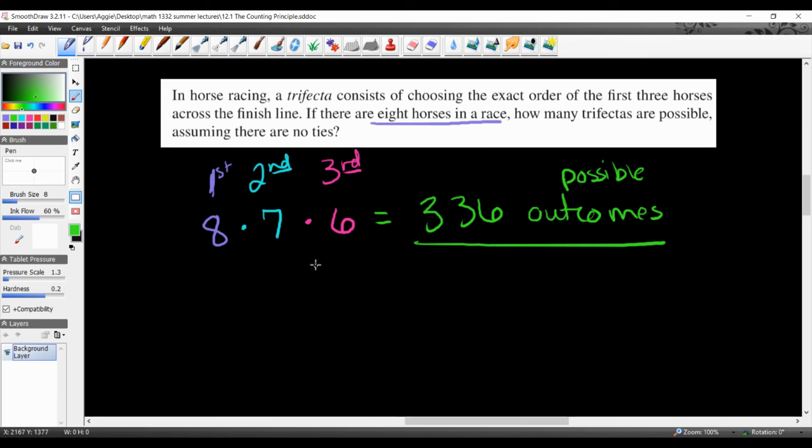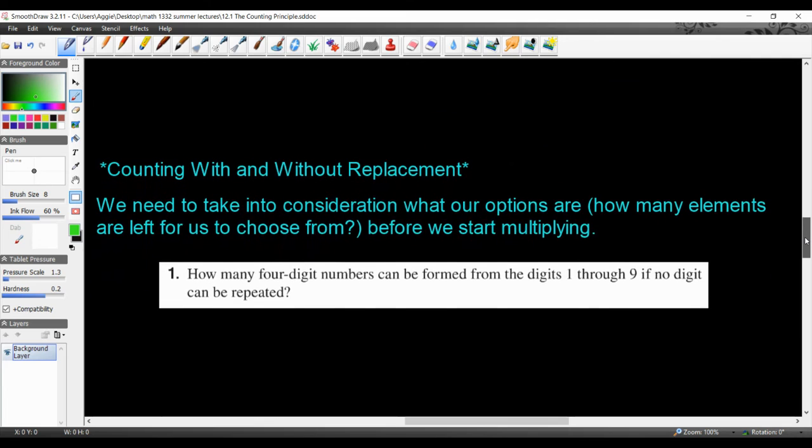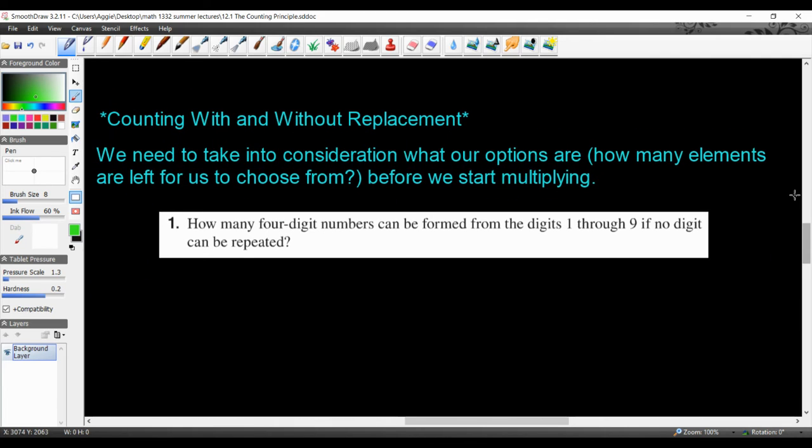Okay, that's it. That's the counting principle. Not too bad. Here's where it gets interesting: counting with and without replacement. If we take away options, that's why we had to go one down less. It said there were 8 horses in the beginning, now there's only 7, now there's only 6. But if we're not replacing it, we're leaving, I don't know how that would work with a trifecta horse race, but in different situations, if we're leaving everything in there, then the options for those numbers change as well.